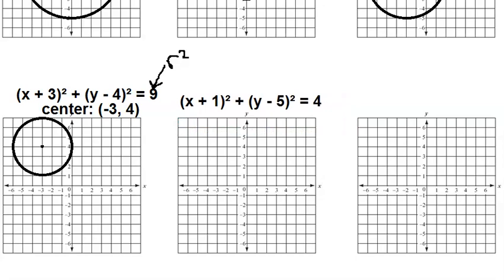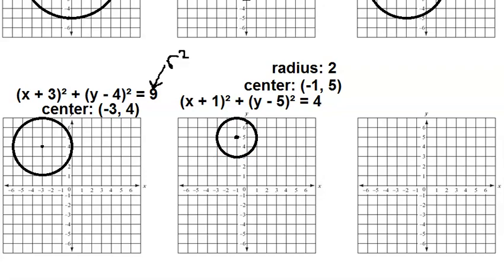So let's see. It looks to me like if we're going to play our opposite game, then that means the center of our circle is -1, 5. And then the radius of our circle is 2. Because again, 2 squared is what you would need to get to 4. So I'm going to go to negative 1, 5. And then I am going to draw a circle with a radius of 2. That means I'm going to go 2 up, 2 down, 2 left, 2 right. And it's going to look something like that.